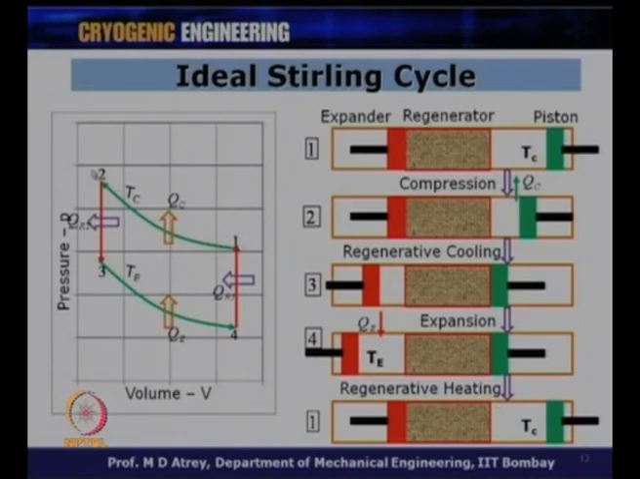So, we have 1 to 2 as isothermal compression, which occurs over here. 2 to 3 is a constant volume process, which happens over here. 3 to 4 is isothermal expansion, and 4 to 1 is regenerative heating or constant volume heat addition. Alright. This is the way the piston and the displacer will have to move in order to realize all these isothermal and constant volume processes in practice. What you can see from here is how the compressor piston and the expander piston move with respect to each other, which is a very important thing.